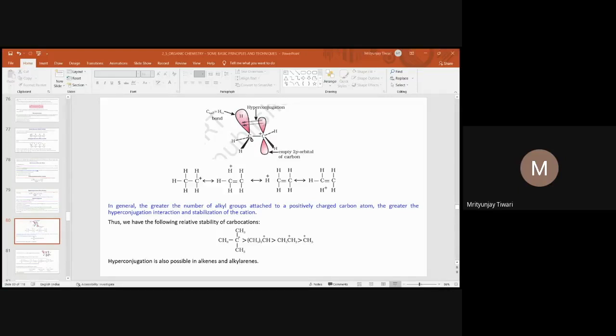9 hyperconjugative structures. Why? Because one CH3 can form 3 hyperconjugative structures, and there are 3 CH3 groups. So 3 into 3, 9 hyperconjugative structures will be there for this molecule. For this molecule, there is only one CH3, so only 3 hyperconjugative structures, and in this case, there are 0 hyperconjugative structures. And so this will be least stable.